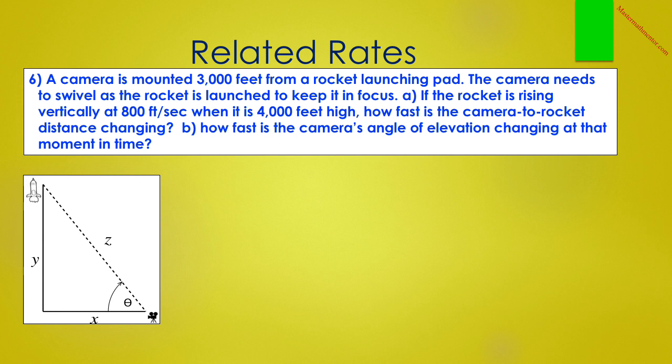The picture in this related rates problem is shown with the camera at the bottom right, and x representing the distance from the camera to the rocket, y representing the vertical distance of the rocket, and z representing the distance from the camera to the rocket. Theta, which will be used in a later part of the problem, represents the angle made with the ground and the rocket at any particular time.